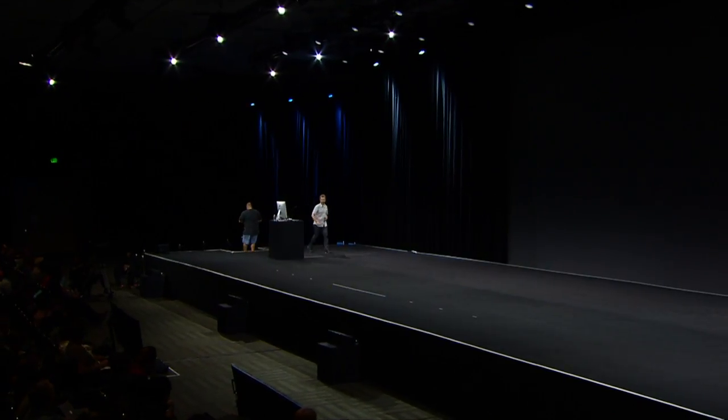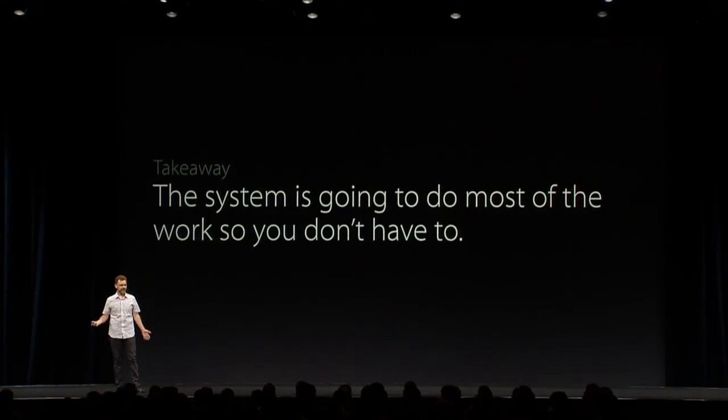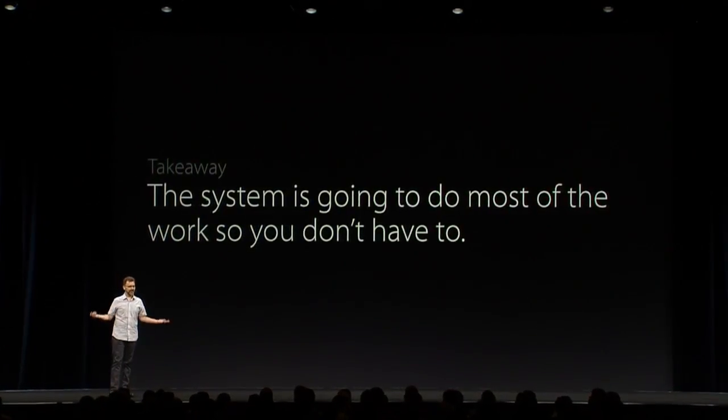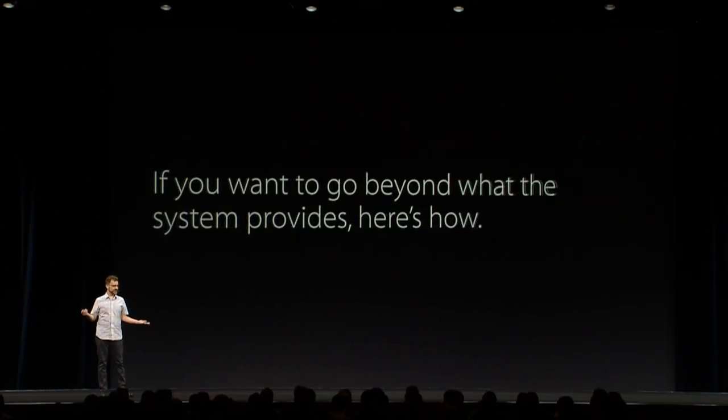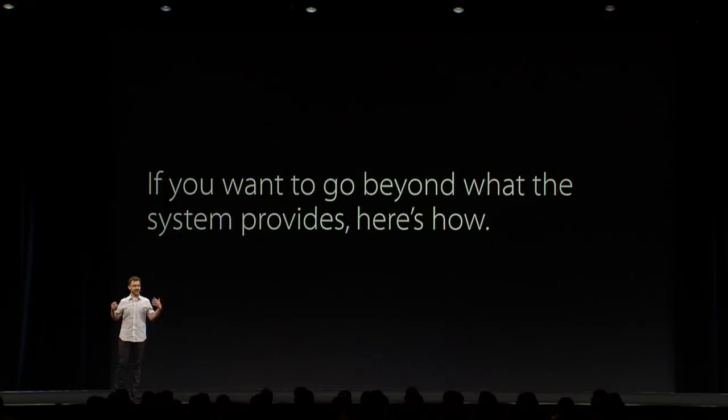Thank you, David. So if you remember from Making Apps Adaptive Part 1, you'll remember the takeaway message, which is the system is going to do most of the work so you don't have to. Now, I'm going to talk today about how to go beyond that. If you want to go beyond what the system provides, here's how to do it. And the operative word here is if you want to. This isn't required. However, even if you don't take advantage of this, you might learn some things about how to work more effectively with UIKit.